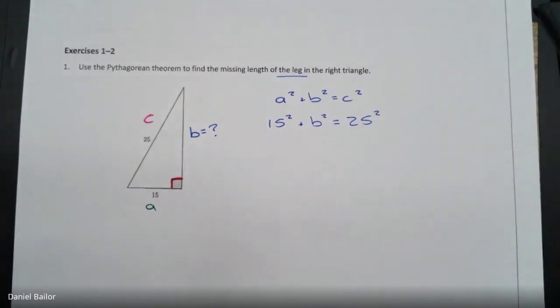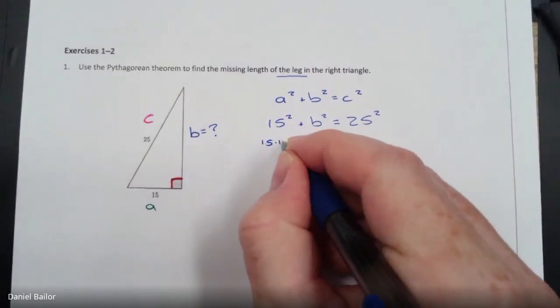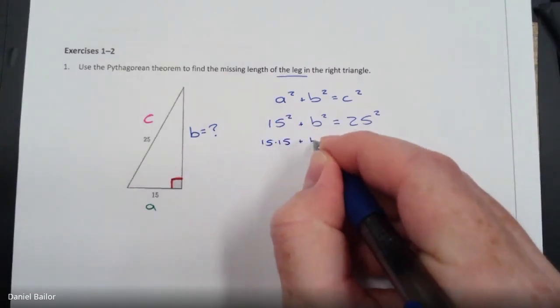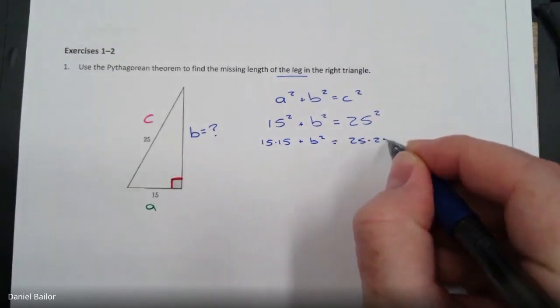You can see these numbers are pretty big, so it might come in handy if you have a calculator for this. I'm not saying you have to have one if you're very good at squaring numbers, but it might come in handy. So let's start doing this. 15 squared is 15 times 15. I'm going to do the extra step just this time. 15 times 15 plus b squared equals 25 times 25.